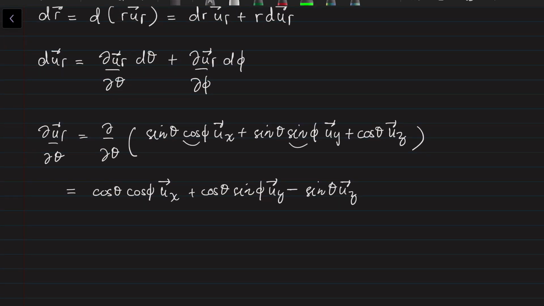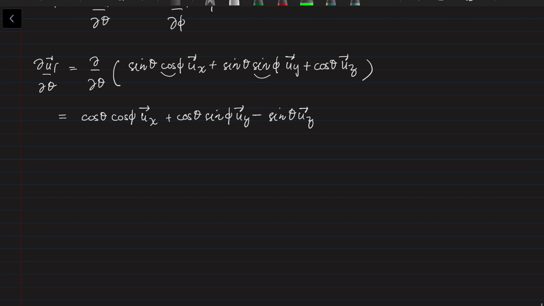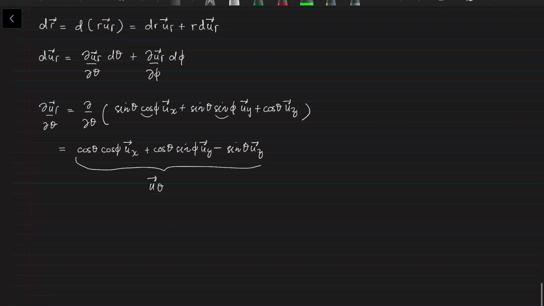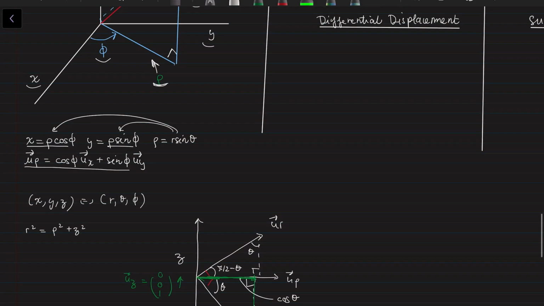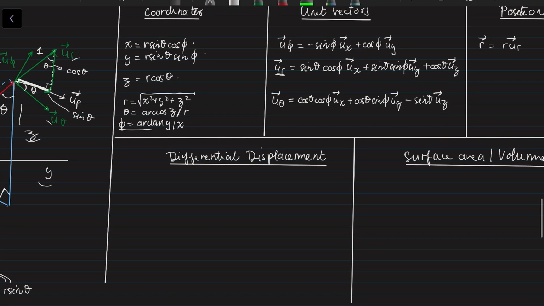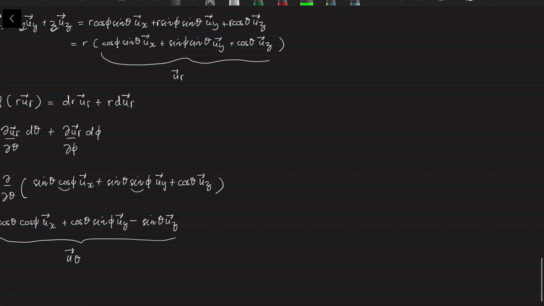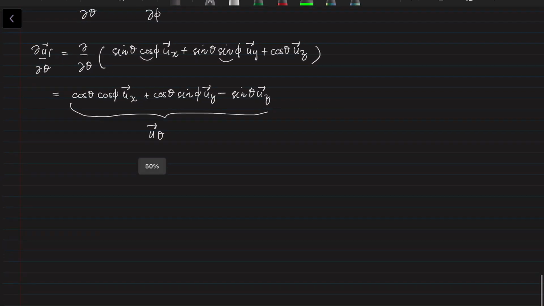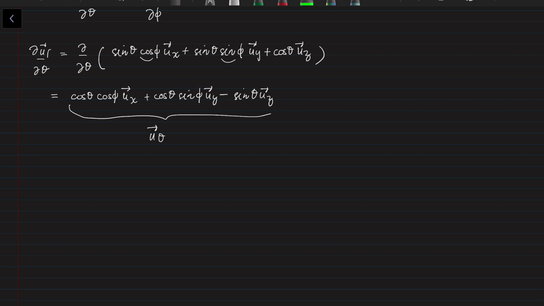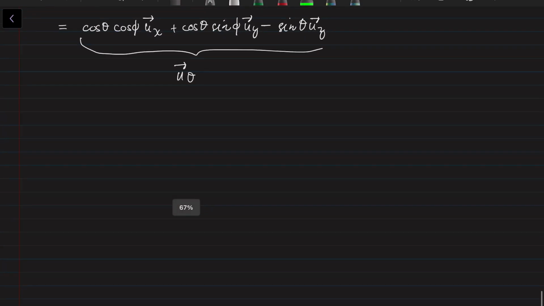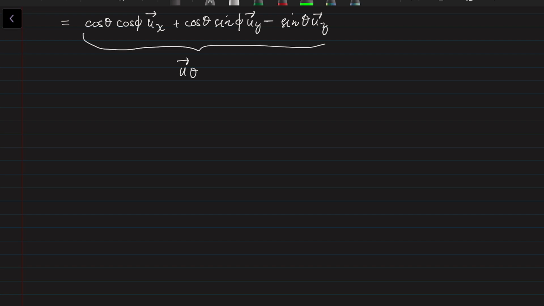Okay, so you might notice that this, what I have, is just my unit theta vector. Let me show this to you again so it's clear. My unit theta vector is cosine theta cosine phi ux plus cosine theta sine phi uy minus sine theta uz. So this is exactly what we have. So dur by d theta is just my unit theta vector. Let's move on to the next partial derivative.